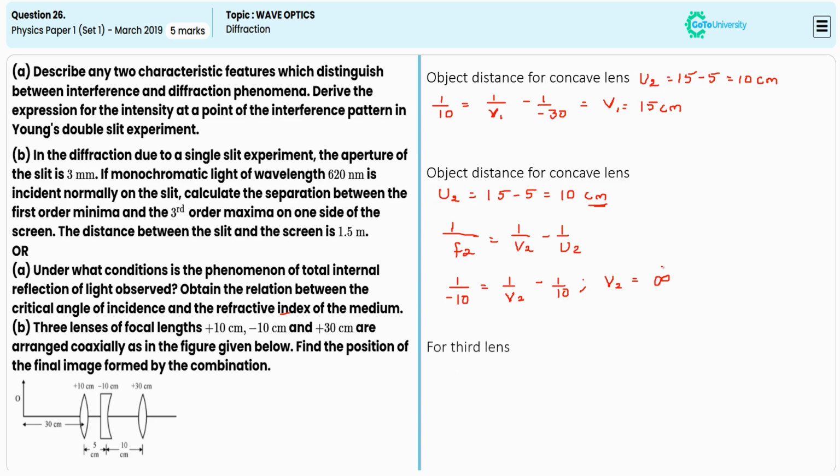Then for the third lens, we have 1 upon f3 is equal to 1 upon v3 minus 1 upon u3. Substitute the values, 1 by 30 is equal to 1 upon v3 minus 1 upon infinity. We get the result v3 is equal to 30 centimeter.